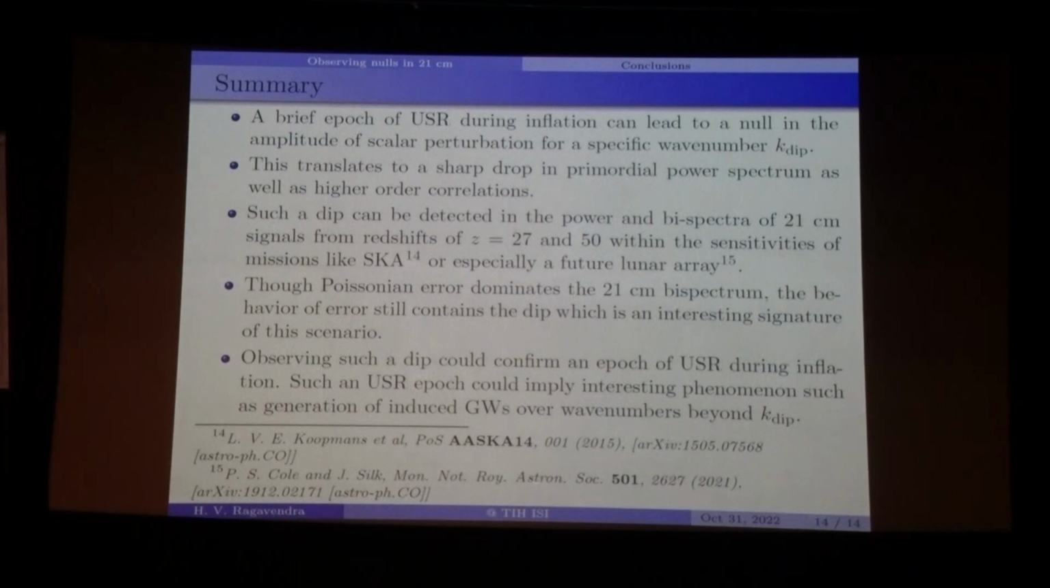Though the Poisson error dominates the 21 centimeter bispectrum, the behavior of the error still contains the dip, which is an interesting signature of this ultra slow roll scenario. Observing such a dip in the 21 centimeter signal can open up the possibility that the subsequent higher order wave numbers can be probed for enhanced power, which can be observed in gravity wave missions and so on.